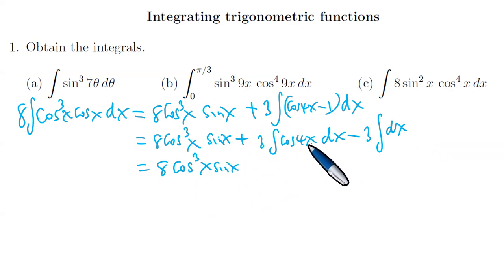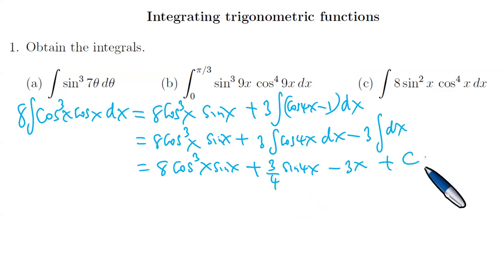Sometimes we're going to be quick with this so I don't waste time. The integral of cosine 4x: the 1 quarter comes out, so it becomes 1 over the coefficient of x, and the integral of the cosine becomes the sine. So it becomes 3 out of 4 the sine of 4x. And then the integral of dx becomes simply x plus the arbitrary constant of integration c.